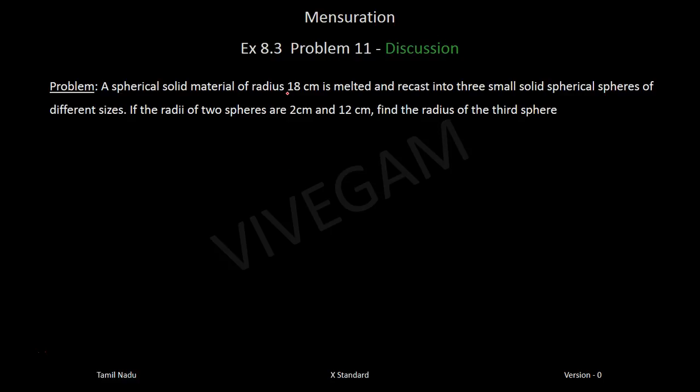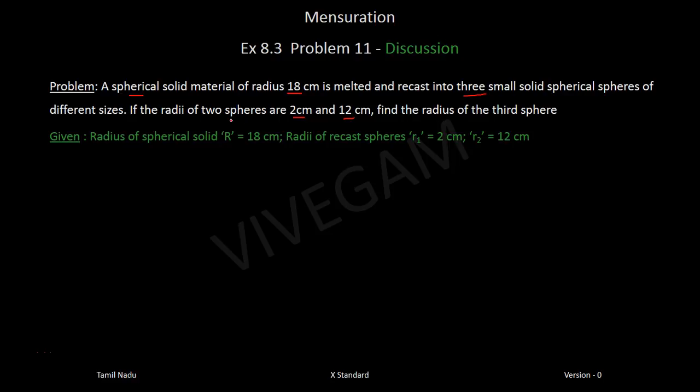The radius of the bigger sphere is 18 cm, and it is recast into three small solid spheres. The smaller ones: the first radius is 2 cm and the second one is 12 cm. Anything else? I guess that's all. Let's write it. So the radius of the spherical solid, that is the bigger solid, capital R, is 18 cm. The radii of the recast spheres are R1, the first sphere, is 2 cm, R2, the second one, is 12 cm.